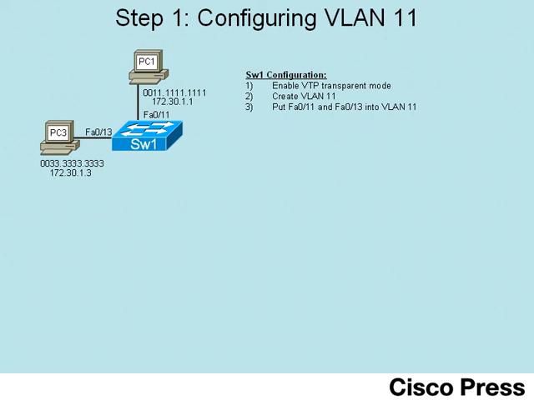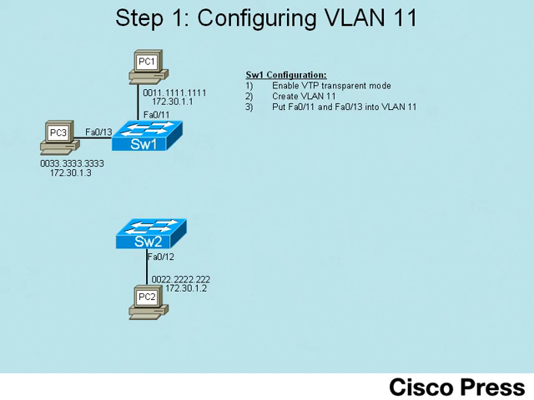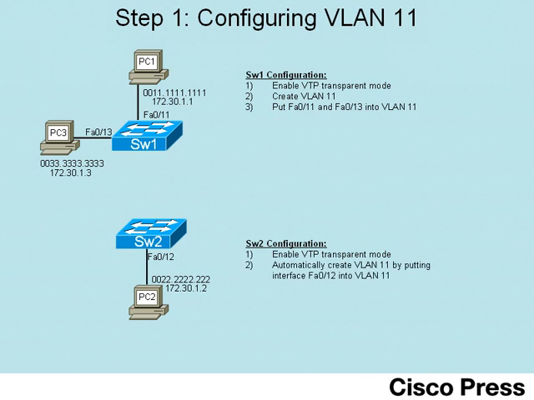Next, step 1 shows the same process on switch 2, except we'll use a shortcut. On switch 2 we'll configure the VTP mode to be transparent as well. But instead of first creating the VLAN 11, we're going to just put the interface there, FA0/12, into VLAN 11. Then switch 2 will automatically create VLAN 11. Also note that switch 1 and switch 2 will use an 802.1q trunk between themselves.